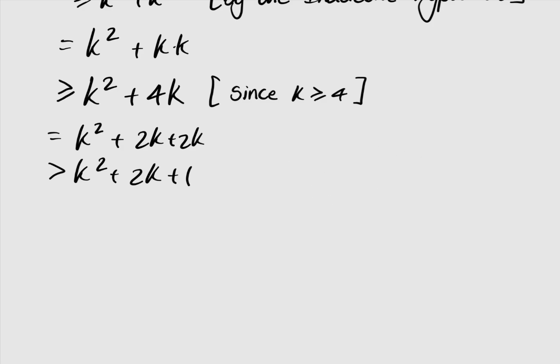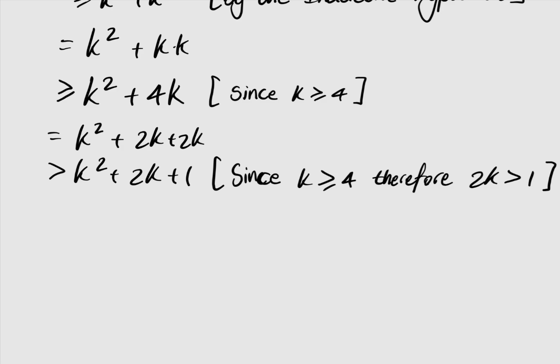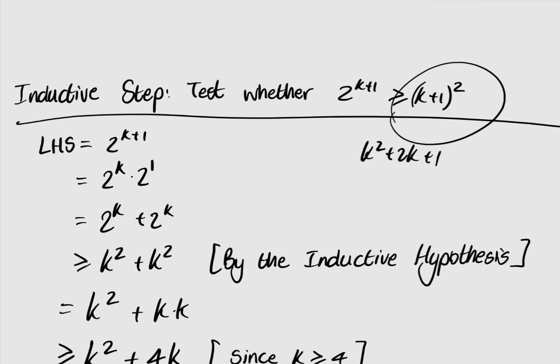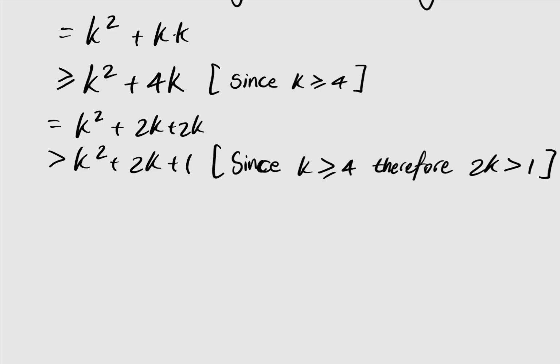Now, I know that seems very counterintuitive, it just seems outright ridiculous. I'll continue my explanation just now. Since that handwriting is terrible. Since k is greater than or equal to 4, therefore 2k would be greater than 1. That seems weird, but like I said, as long as this here is greater than that, that's why doing the inductive step of mathematical induction requires some out-of-the-box thinking oftentimes.